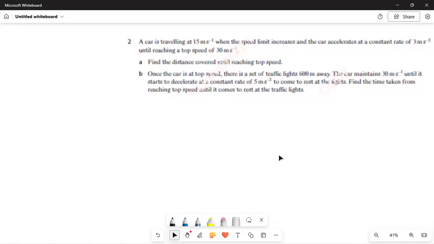We will do question number 2, chapter 1, mechanics. A car is traveling at a speed of 15 meters per second when the speed limit increases, and the car accelerates at a constant rate of 3 meters per second squared until reaching a top speed of 30 meters per second. Find the distance covered until reaching top speed. So we will be doing part A.